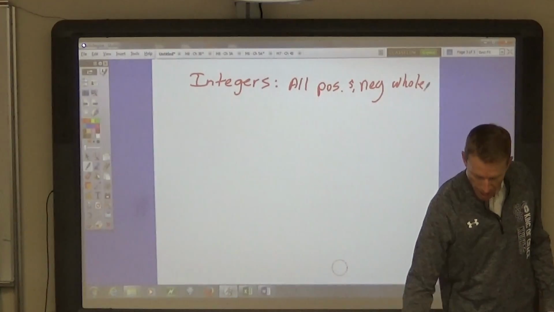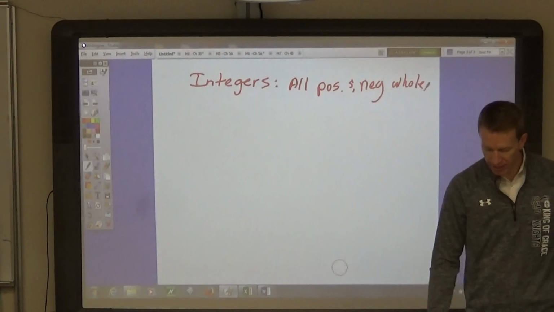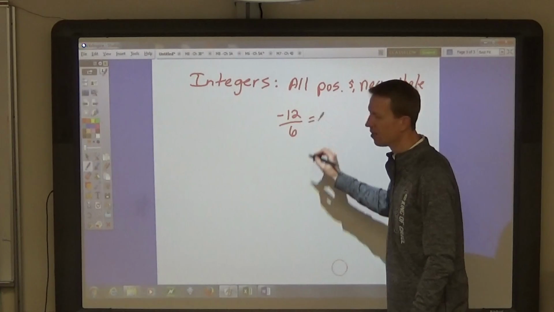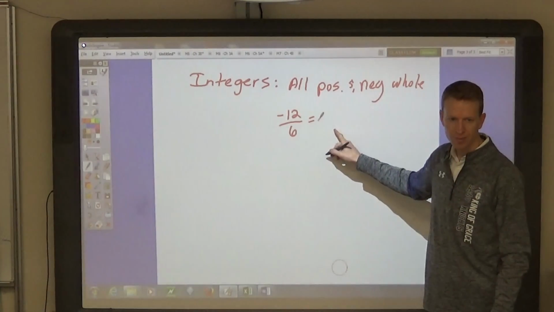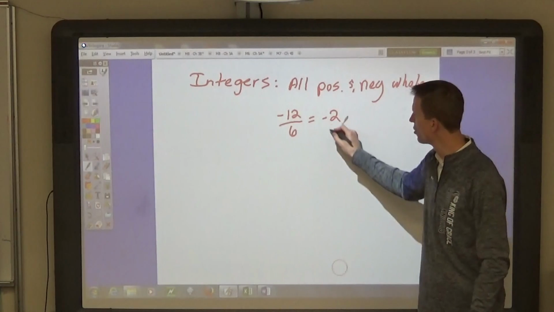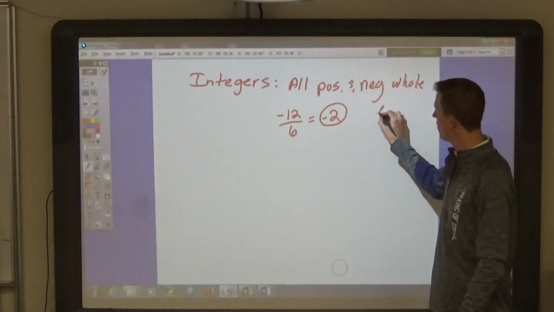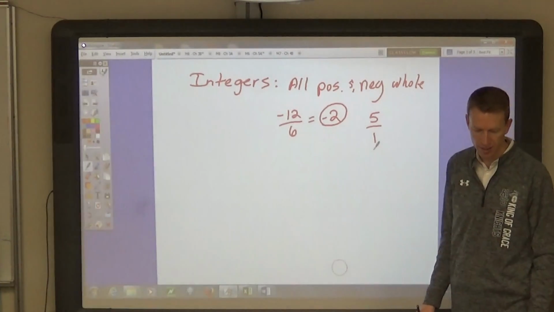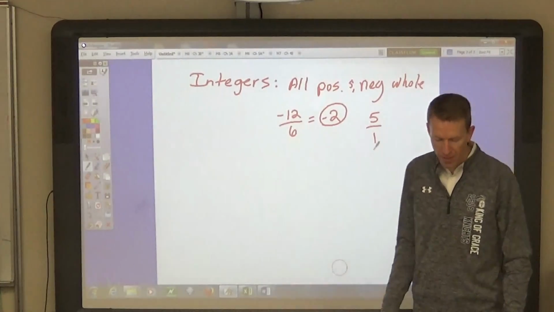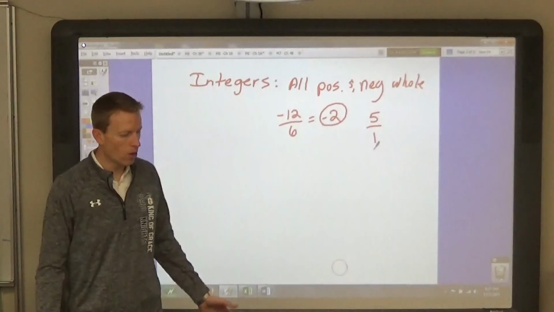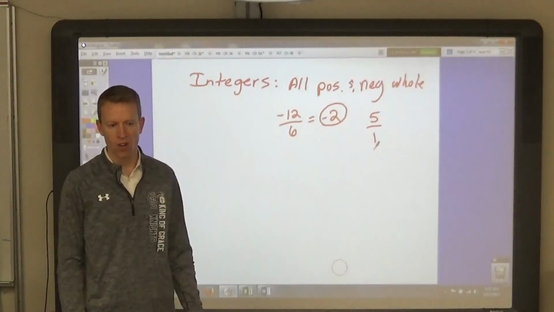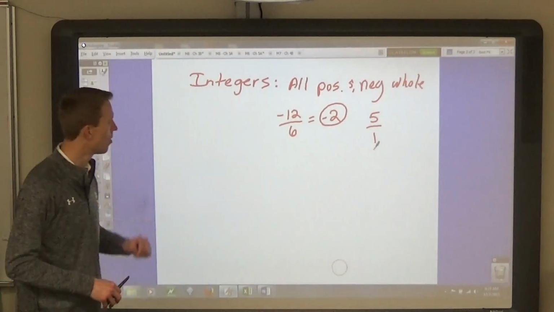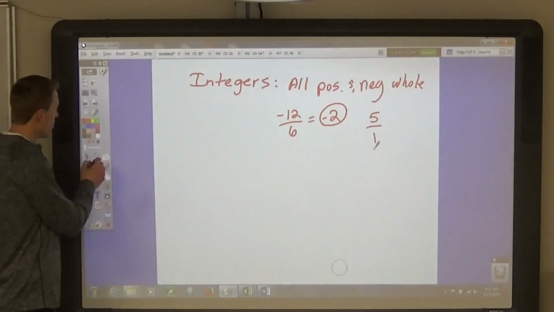And on your chart that you're copying, it lists some. Like -12/6 can be reduced to -2, so that's an integer. Okay? 5/1 is an integer. Okay? And then there are just the whole numbers, 0 through infinity, and all the positive whole numbers. Those are all rational numbers. Okay? So again, some irrational numbers.